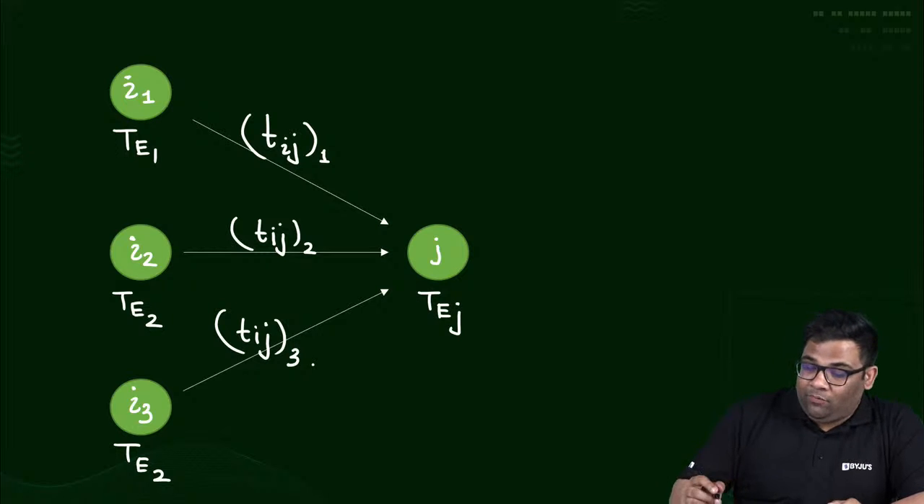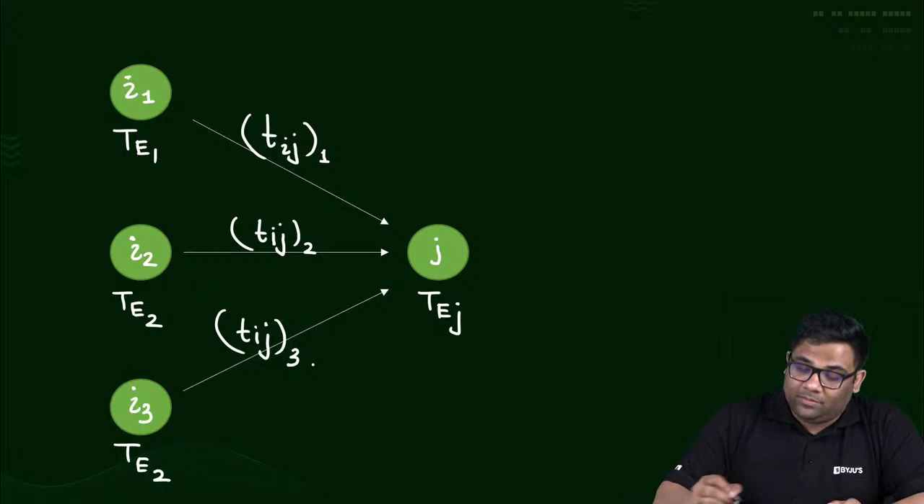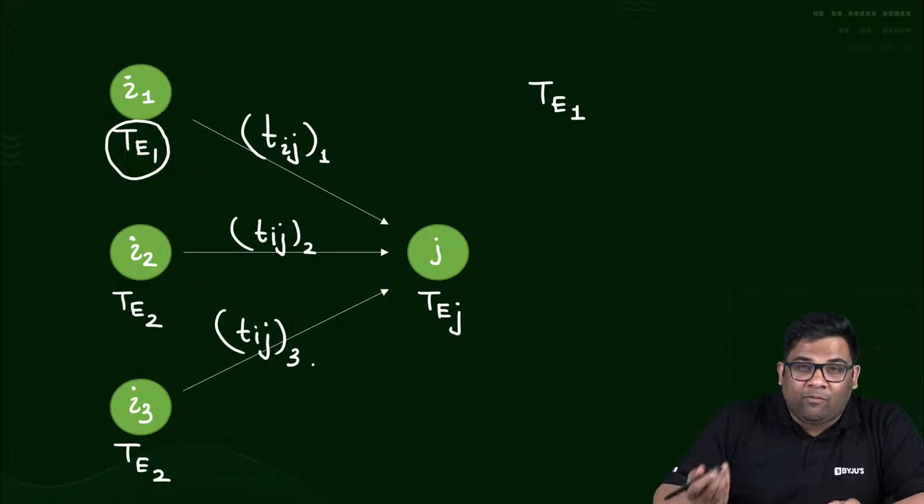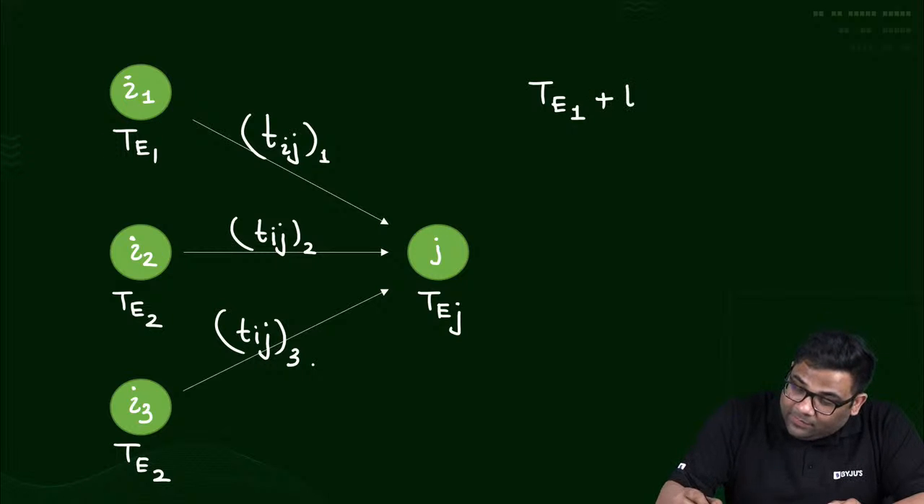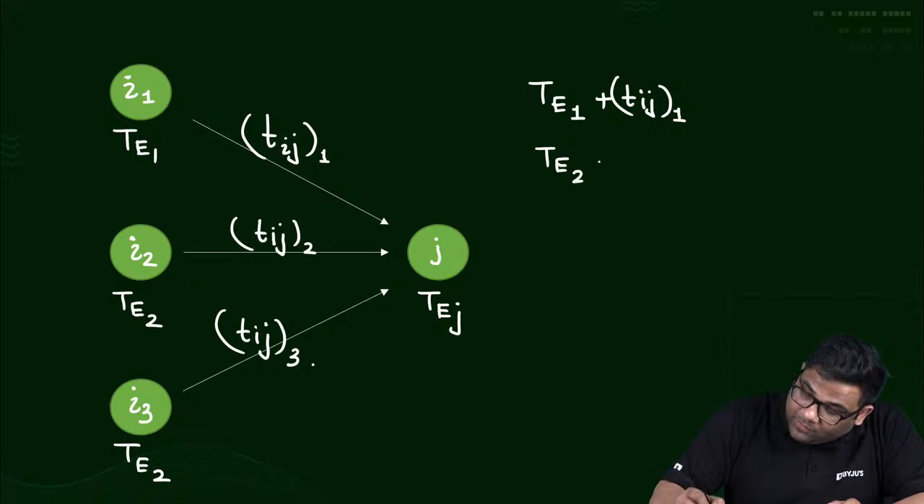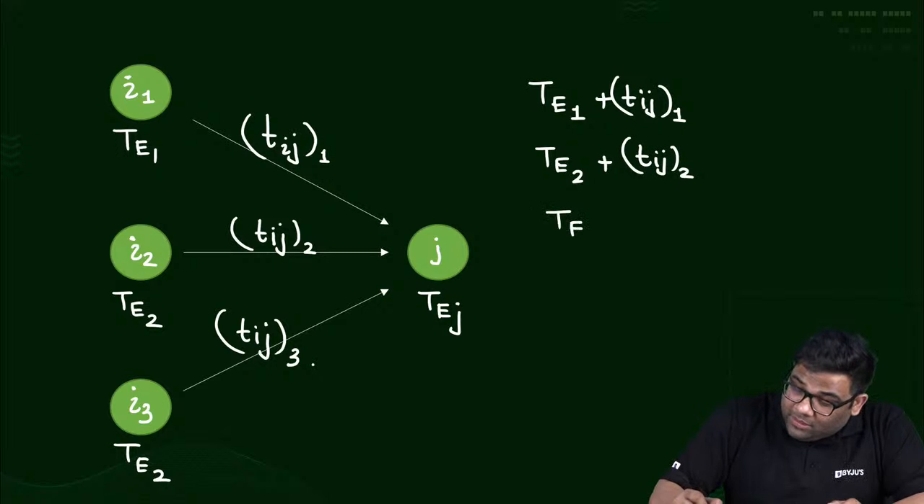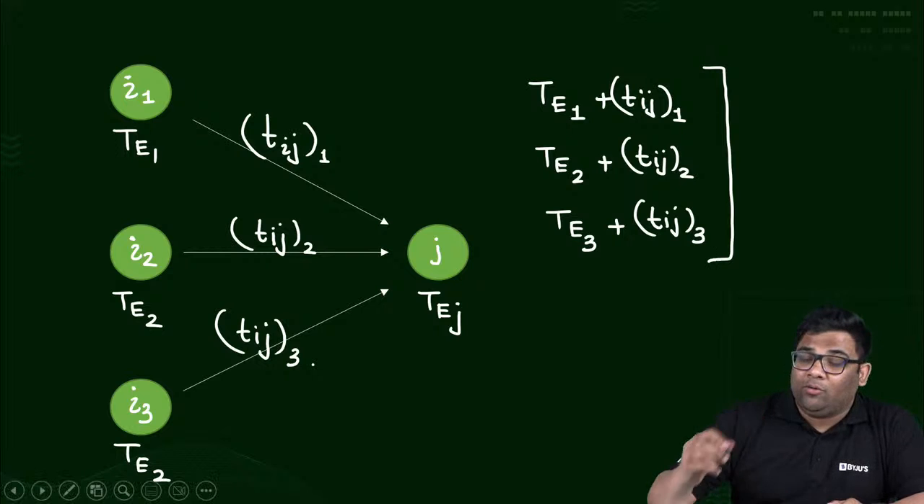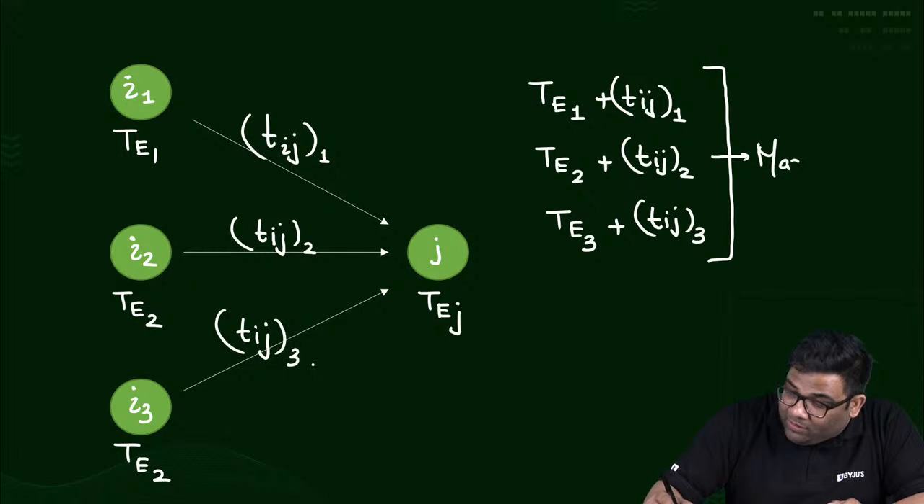If you want to find out TE of J, there are three options. This is the event occurrence time for I1, then you add this duration. Another option is you take the second one and add the second duration. The third option is you take the third and add the third duration. There are three options to find the TE of J. You will take the maximum one, and that will be the TE of J node.